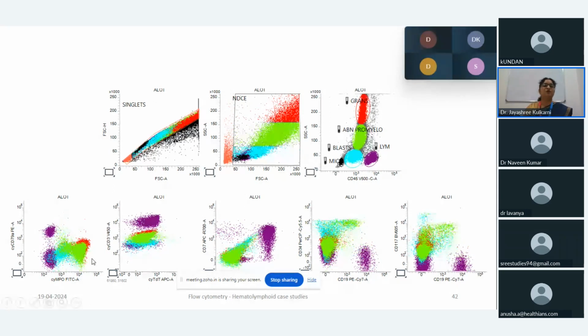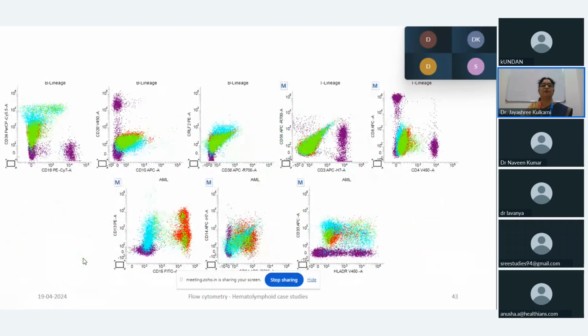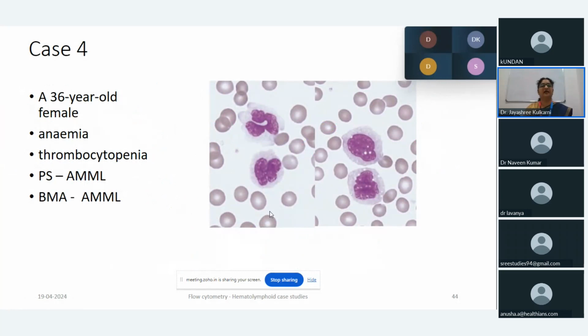And then MPO is very strong positive. Because of the granularity, you can expect that MPO is strongly positive. Now coming to your other tubes, B and T lineage, no positivity. What is important to note here is those promyelocytes will be HLA-DR negative. That is one important point which you need to remember when you are looking at your APML. Otherwise, your blast will be positive for CD13 and CD33 as well. So this was a simple case of APML.